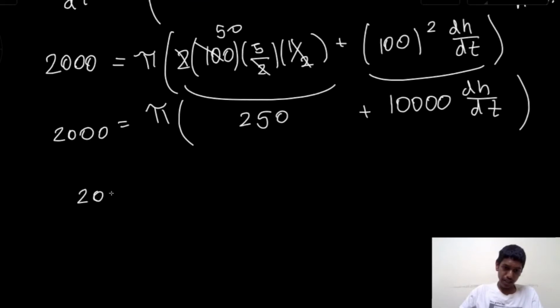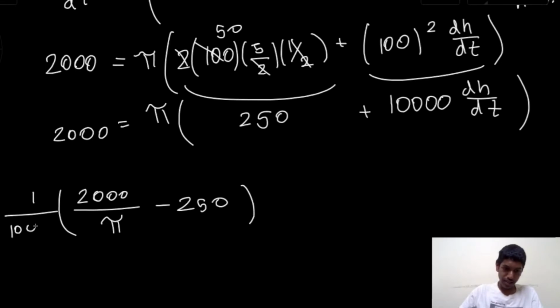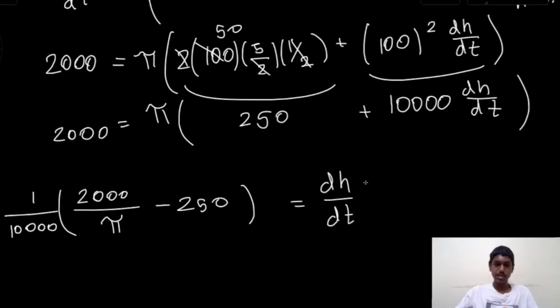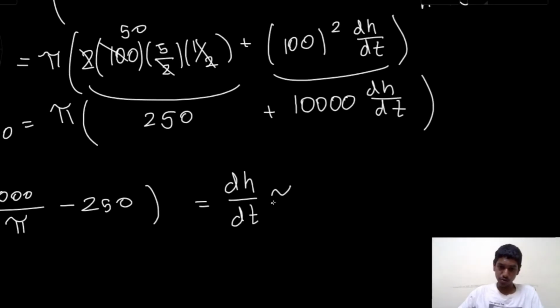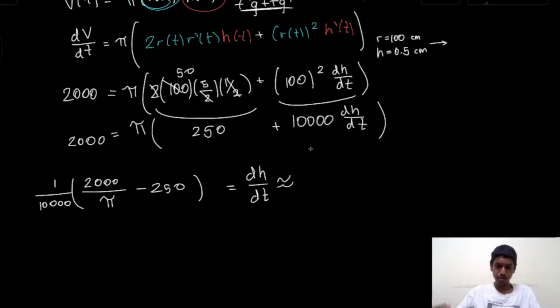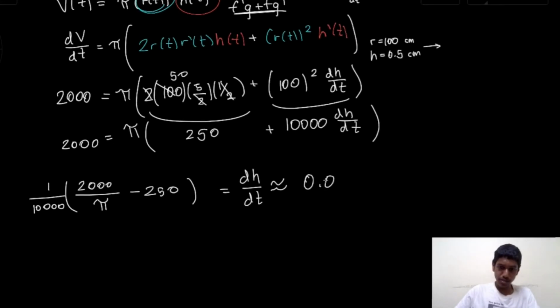So we'll go ahead and first just divide by pi. So now we're just left with this. Subtract 250, and then divide by 10,000, so 4 zeros, and that should give you dh/dt at this particular instant. So if you put this into your calculator, which you probably should on this FRQ, because it's a calculator FRQ, it's a good idea to write it down. You're going to get 0.039 centimeters per minute. Do not forget the units.